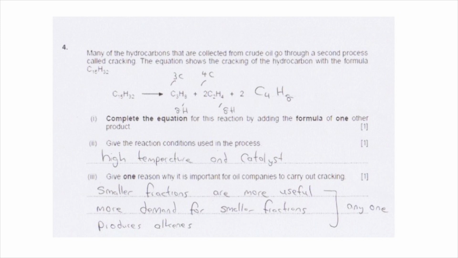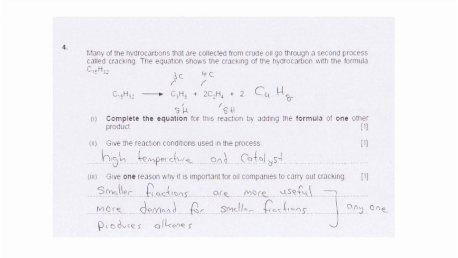So for part 1, it says complete the equation for this reaction by adding the formula of one other product. So C15H32 splits up into C3H8 and C2H4, and there's 2 lots of that. So if you add up the total number of carbons that they've drawn for you on the right, that adds up to 3 carbons plus 4 carbons. It adds up to 7 carbons. So you need 8 carbons in total in the other product, and they've told you you've got 2 lots of this product. So therefore it must be C4. 2 lots of C4 would give you the 8 carbons you need.